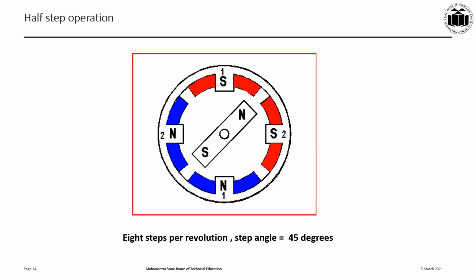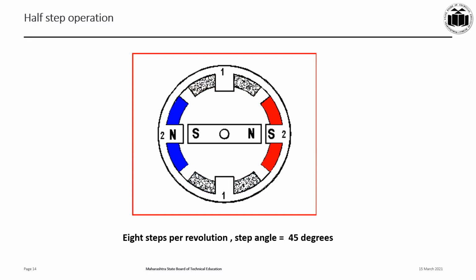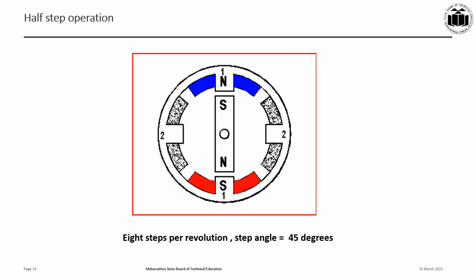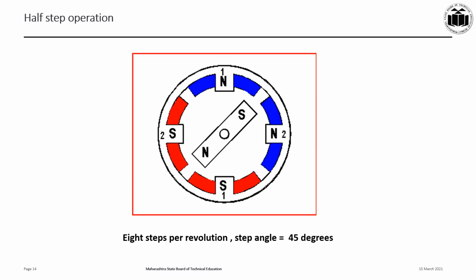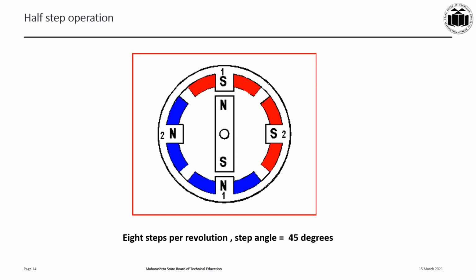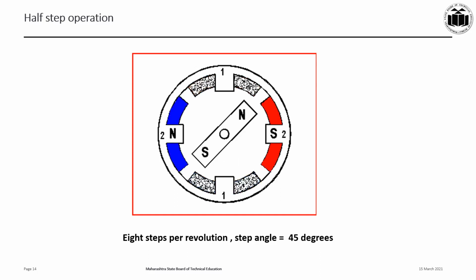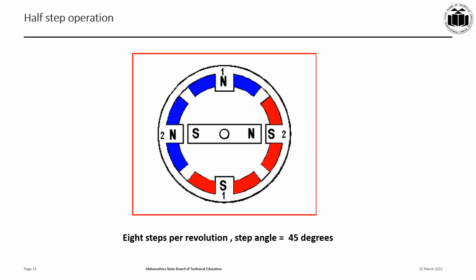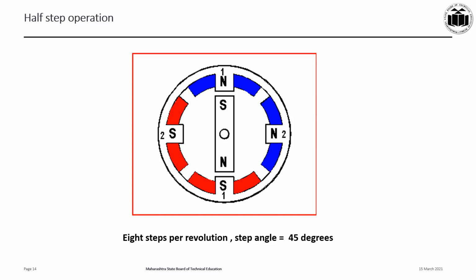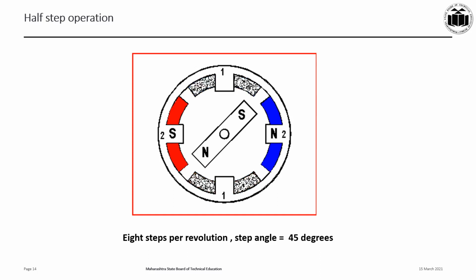This is half step operation. Let's assume that the step angle of a stepper motor is 90 degrees, but because of the half step sequence, which is a combination of one phase on and two phase on, a stepper motor makes a half step, that is half of 90 degrees, which is 45 degrees for every sequence. As a result, it takes 8 steps to complete one revolution.